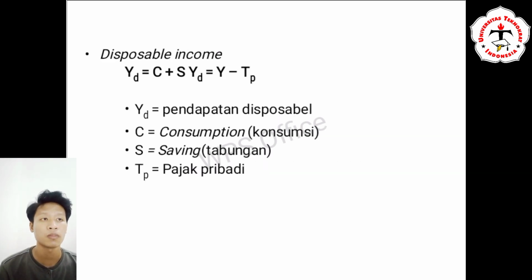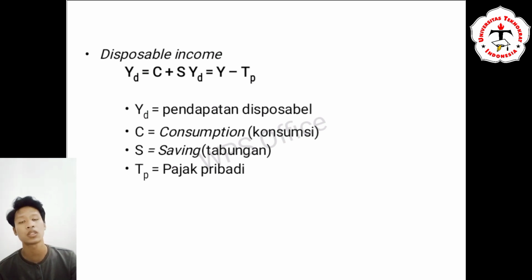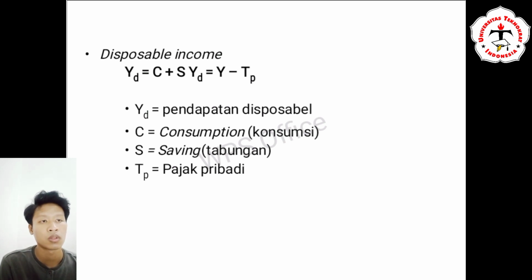Disposable income: YD equals C plus S, YD equals Y minus TP. YD is disposable income, C is consumption, S is saving, and TP is personal tax.